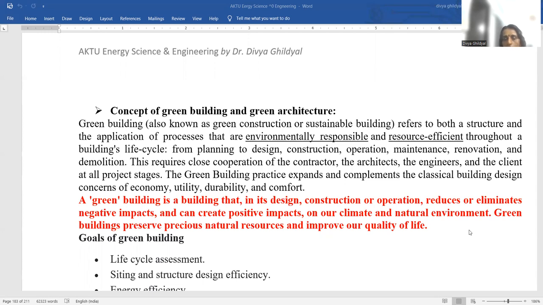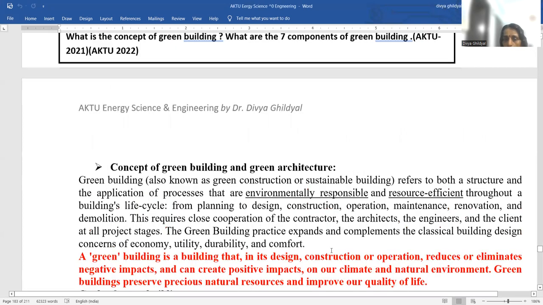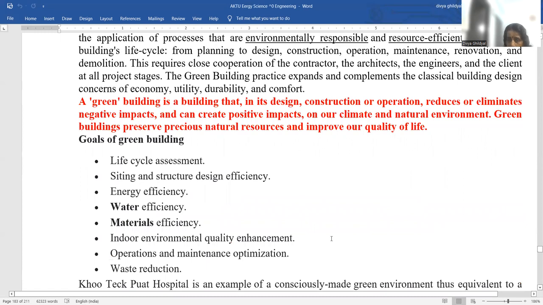Suppose I design a building or a house where I get natural sunlight, then I will use less of my tube light in the house. This will result in less electricity bill. This will result in energy conservation, and this will result in a positive impact on my climate. If I get a house designed with a solar panel, which heats up my water on its own, then I will not use a geyser or heater. This will again reduce my electricity bill and again give a positive impact to my environment. So green buildings are trying to preserve the natural resources and help us improve the quality of our life.